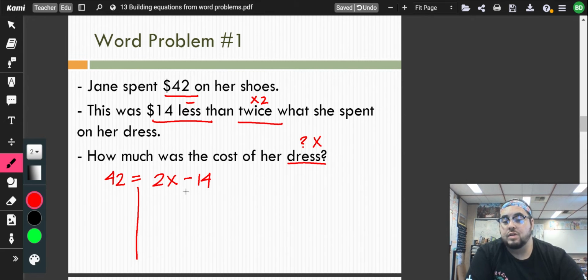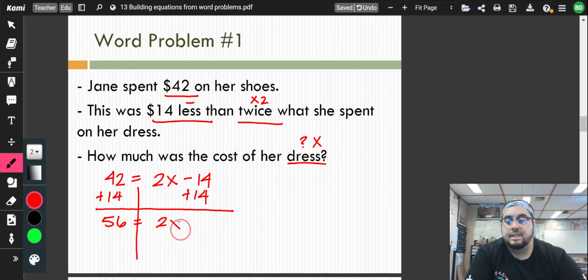We're just working backwards. So I'm going to add 14 to both sides. Again, trying to isolate x, so x is all by itself. 42 plus 14 is going to give me 56. 2x is left over on the right side, the 14s cancel, divide by 2. Now x is isolated, that's what I wanted, and 56 divided by 2 is going to give me 28.